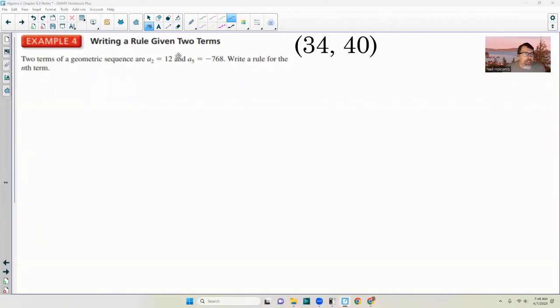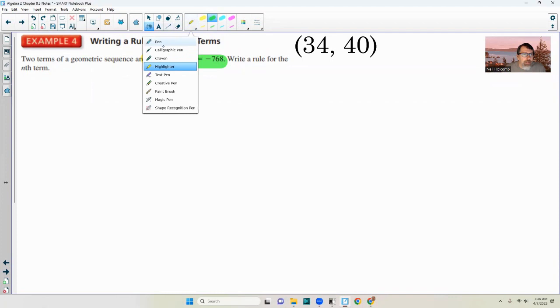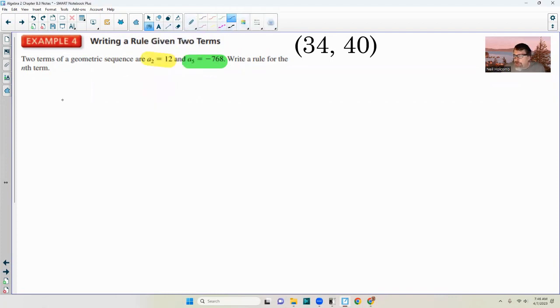Okay, example 4 is writing a rule given 2 terms. So here we go. 2 terms of a geometric sequence are a sub 2 is 12. There's the first one they gave us. And a sub 5 is negative 768. Write a rule for the nth term. Okay, so first of all, I want to write the general rule, a sub n equals a sub 1 times r to the n minus 1.